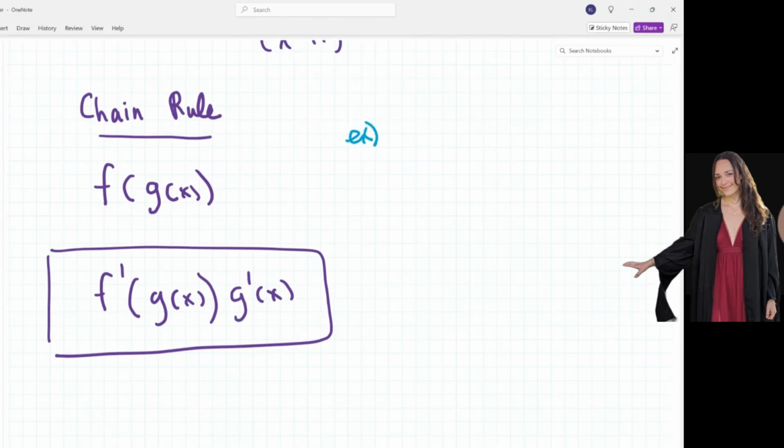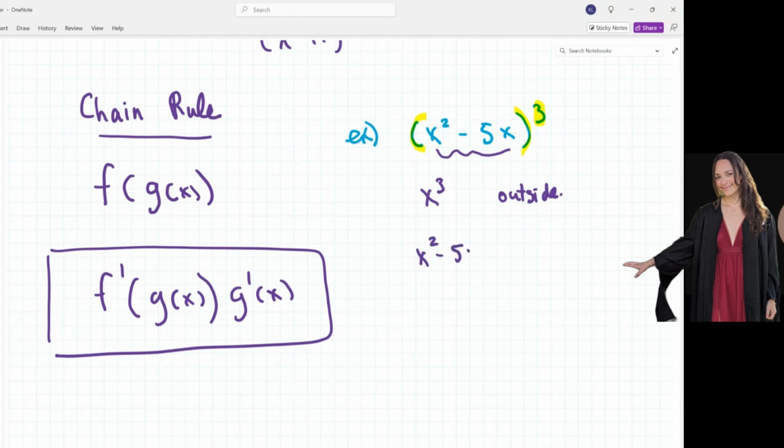So here we have x squared minus 5x, all to the power of 3. So how I want you to think of this is that our outside function here is going to be, I'll just see if I can highlight it for you, our to the power of 3. So everything I've highlighted is considered our outside function. So we can almost think of that as x to the power of 3 as our outside function. And then the remaining part within would be our inside function. So x squared minus 5x here is now our inside function.